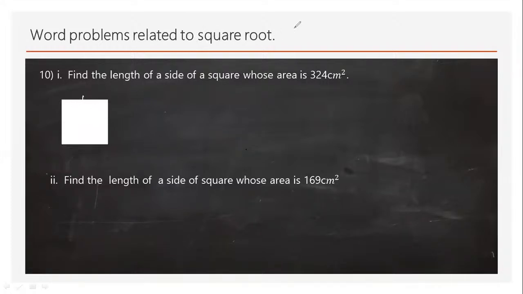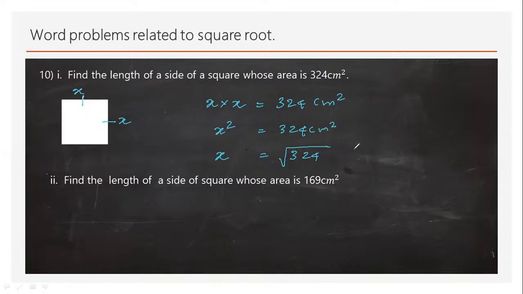It means length and breadth here are equal. So if I take this side as x, this side also we can take as x. So we have to find x into x. The area has been given, 324 square centimeter. Then we have to find x squared equals 324. We have to find the length of the side of the square. x equals the square root of 324.